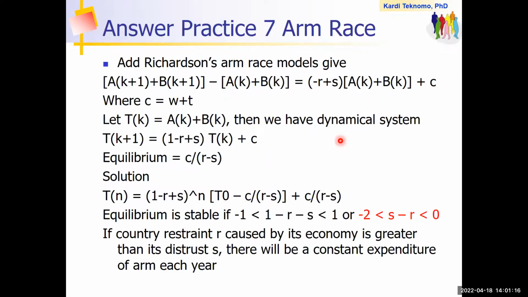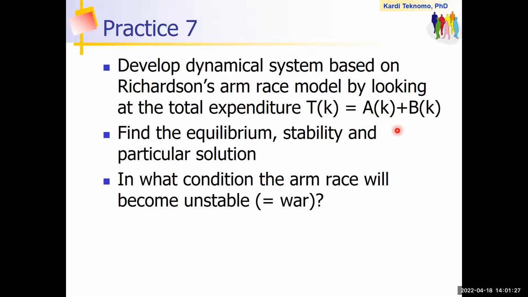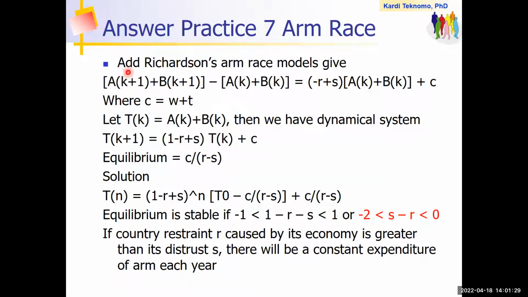Unstable means what? Okay, so you add the model of these two. So remember, T equal to A plus B, right? So I just add the two of them. Okay, and we just use the algebra here. Okay, and we get the new parameter C, which is equal to W plus T. Okay, and we have A plus B equal to T, right? Because of this, we can simplify, and we have this is the new dynamical system, yeah?